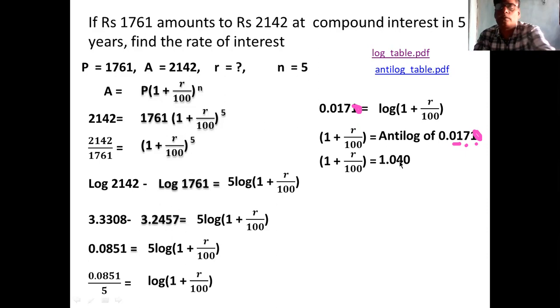1040 is there. Okay. Then the characteristic is 0. Characteristic is 0, therefore you have to give the decimal point after one digit. 1.040. Okay. Then you go to the next step.